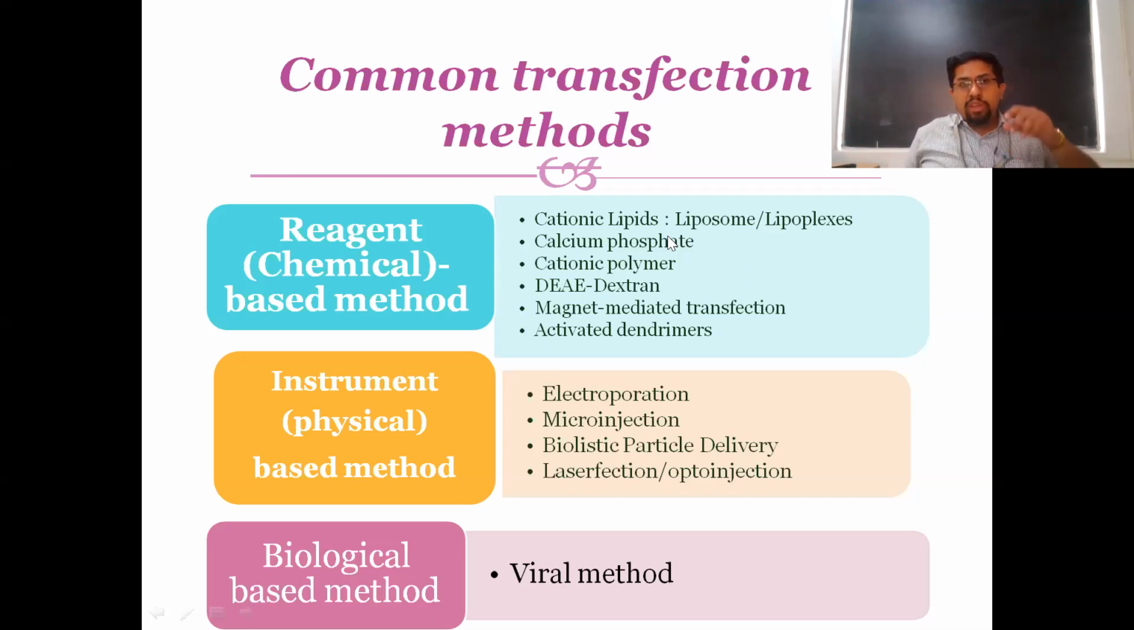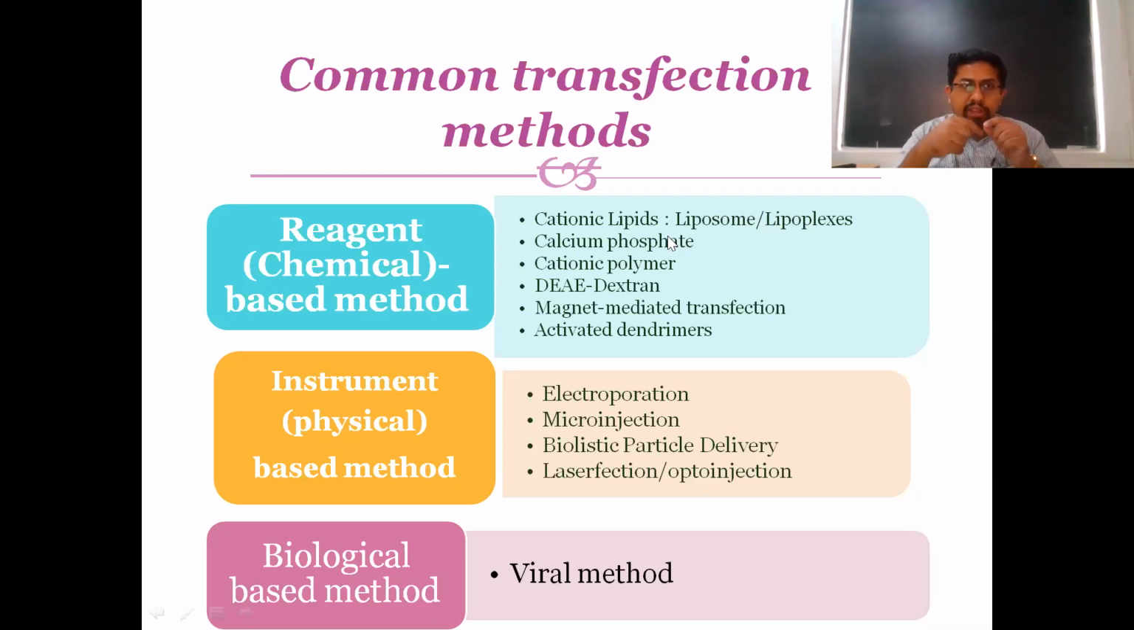Microinjection: you use a microinjection needle. Usually this is used for embryonic transfer. This microinjection needle is used to pierce into your target cell and transfer your DNA of interest, your gene of interest. Biolistic particle delivery is nothing but the gene gun method.